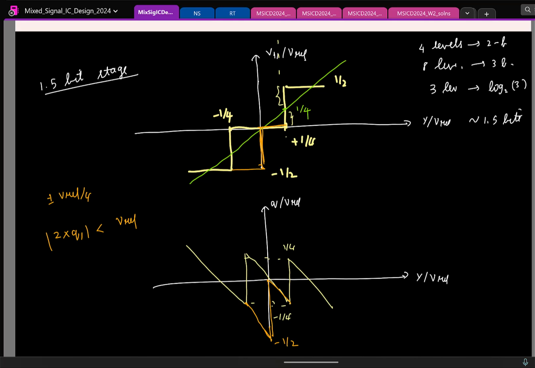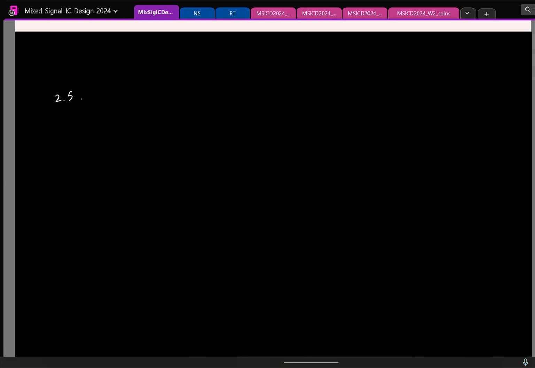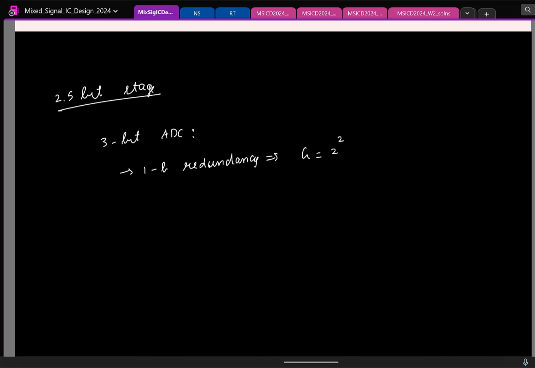And in general, just like 1.5 bit, you can also have a 2.5 bit stage. So again, the thought process is very similar. Let us say you start with the 3-bit ADC with 1-bit redundancy. What will be the gain you use? 2 power 3 minus 1, which is 2 power 2. So for this gain, you find out what can be the tolerable error in a 3-bit ADC. You can work it out.